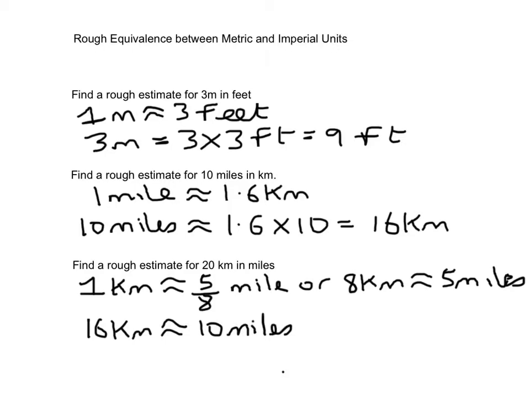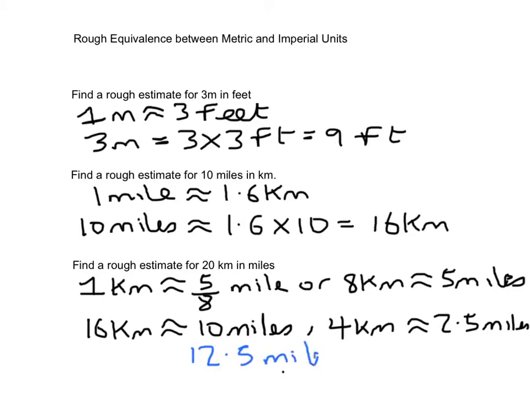But also, 4 kilometers must be more or less the same as 2.5 miles. So in total, 16 and 4 is 20. My final answer for this, which I'll put at the bottom, must be 12.5 miles. Because what I've done is I've taken the number for 16 kilometers and the number for 4 kilometers and I've added those together. So more or less 20 kilometers is 12.5 miles.